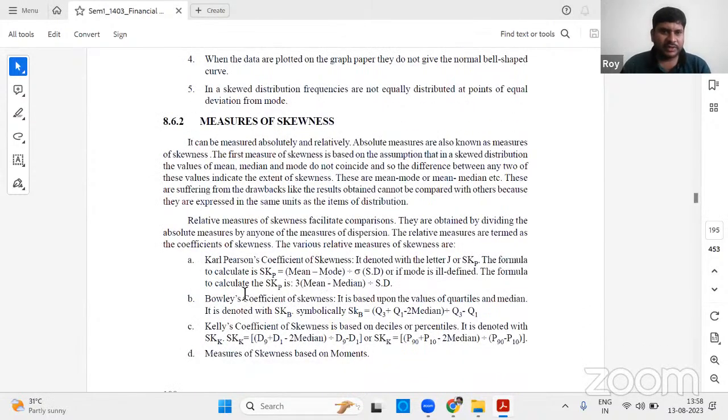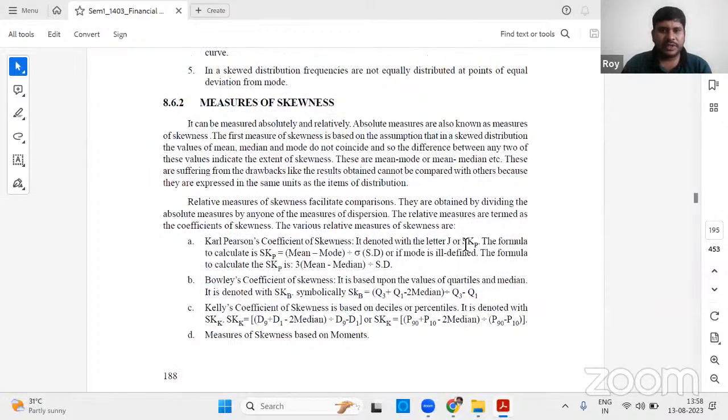Measures of skewness. Again, we have Pearson's coefficient of skewness, Bowley's coefficient of skewness, and Kelly's coefficient of skewness. This is denoted with the letters SK. The formula to calculate is mean minus mode divided by SD. If mode is ill-defined, the formula to calculate SKP, Pearson's coefficient of skewness, is 3 into mean minus median divided by SD. Okay, please remember these formulas. You need to learn them by heart.